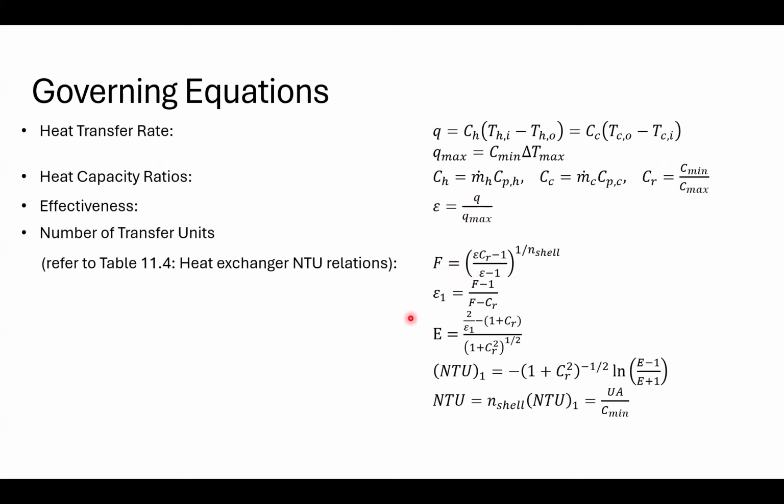We're also then going to need to solve for the number of transfer units, this NTU term. And if you look at table 11.4 in the textbook, you'll see a bunch of heat exchanger NTU relations. And these formulas are all for the shell and tube heat exchanger option in that table. And since we have 8 tubes, we can go through and see which formulas are applicable for that number. Or sorry, we're going to need the number of shells, not the number of tubes.